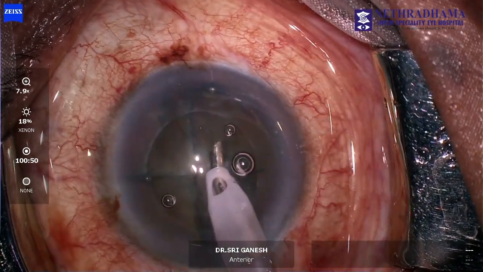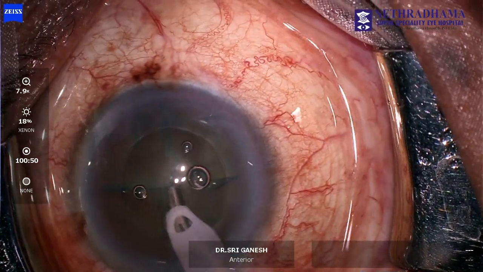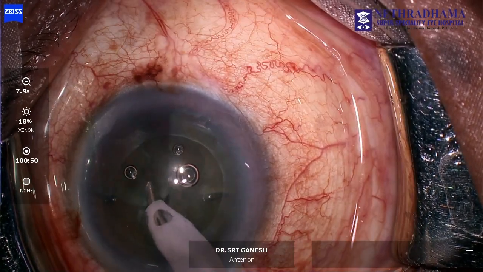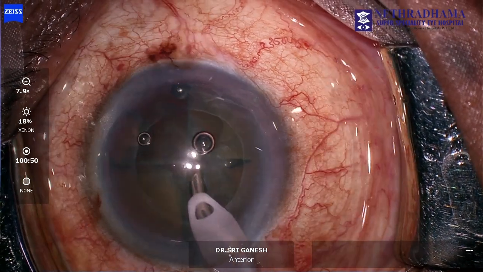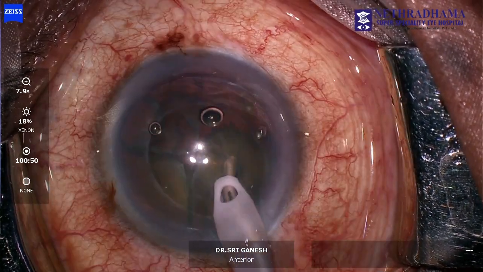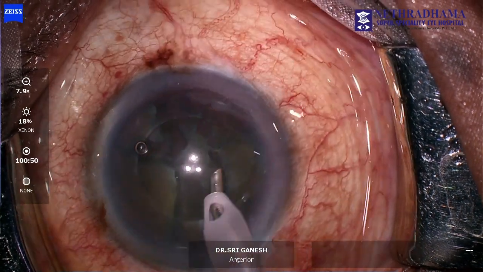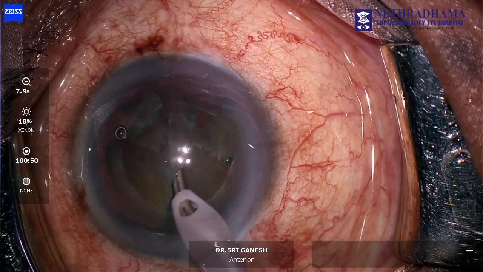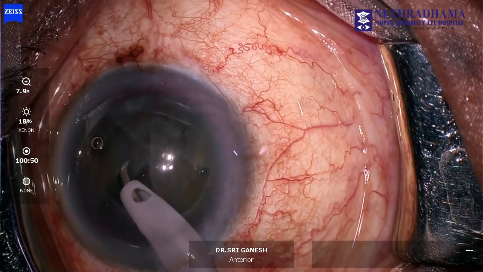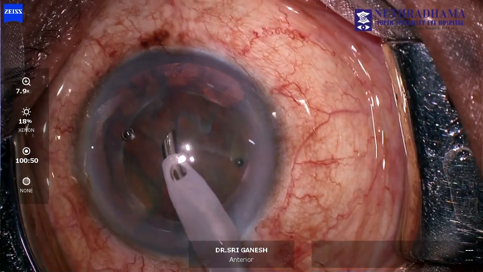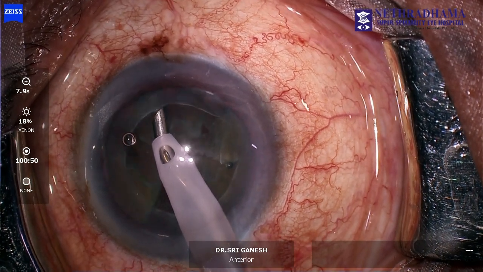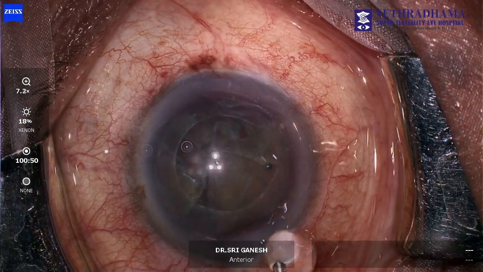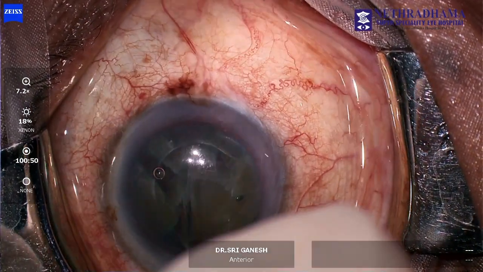And with a one-hand technique, the fragments are emulsified and removed. That is the first fragment which is being emulsified. And you can note that as the fragments are being emulsified, there is a sudden deepening and shallowing of the AC. So now there is a deepening and shallowing. This is the snap sign which occurs, and when this happens, you should have a high degree of suspicion. Withdraw the phaco probe and put in viscoelastic.